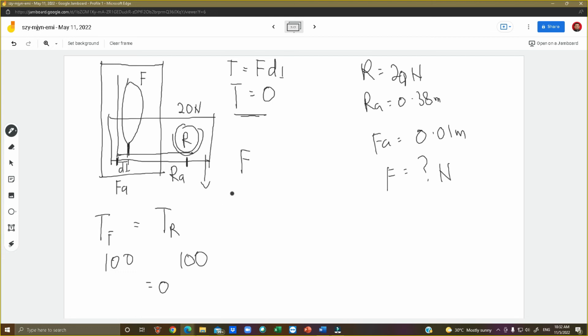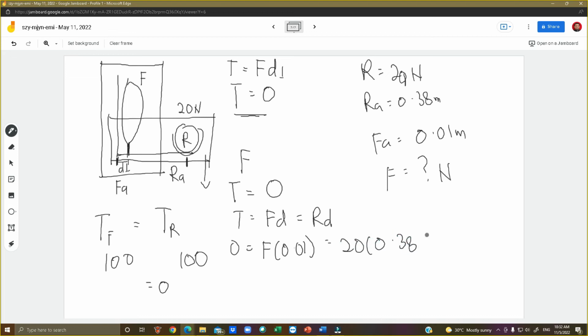Okay, we have it something like this. Torque in this system is 0. So, torque equals to FD need to be equals to RD. F, we don't know it yet. D, berapa D dia? 0.01. Okay, ni torque. R dia berapa? R will be 20 and D dia will be 0.38. Can you find F?